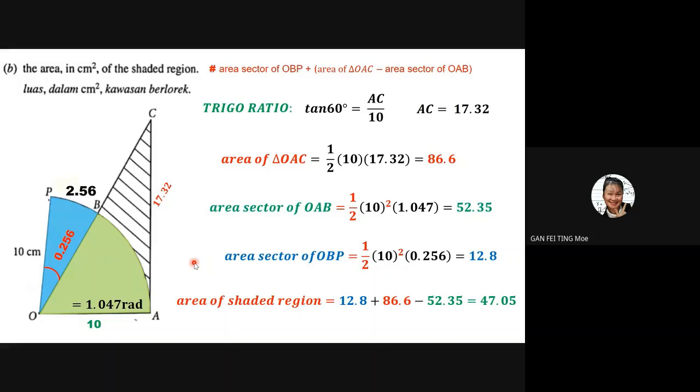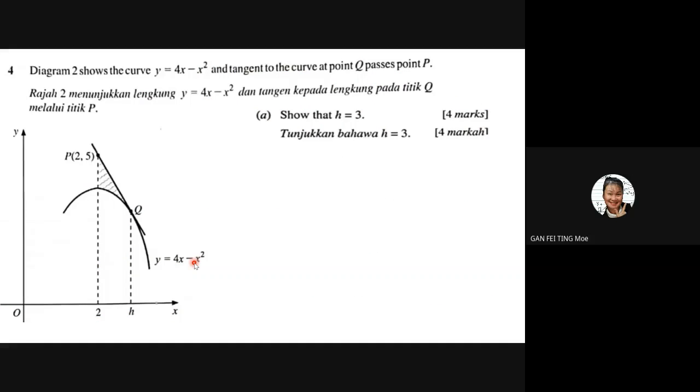Now, let's continue to the next question. Okay, this question is rather complicated because it gives you 4 marks for part A and 4 marks for part B. Okay, 8 marks. Is it very difficult? Not really. I would like you to pay attention. This topic is differentiation with integration. If you feel very worried, please pay attention.